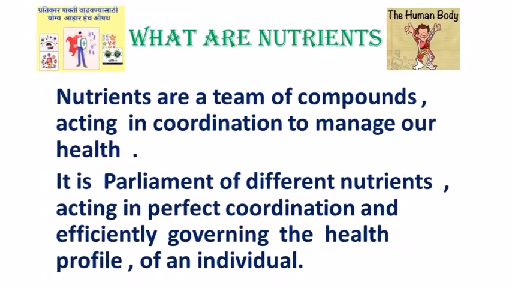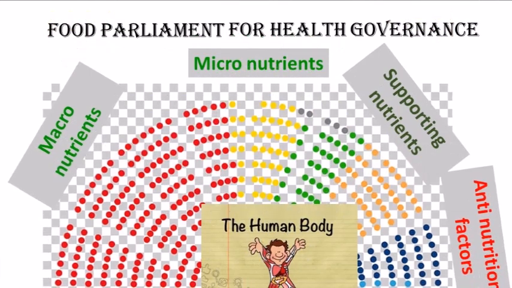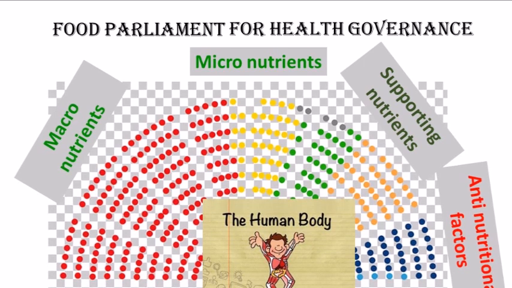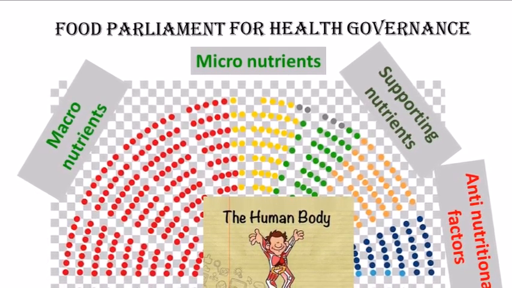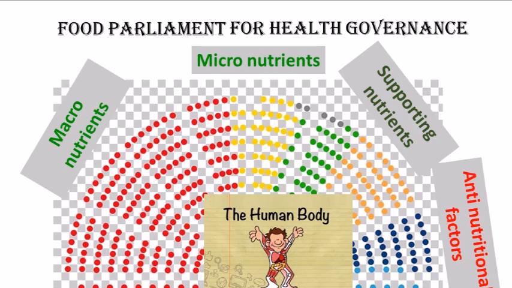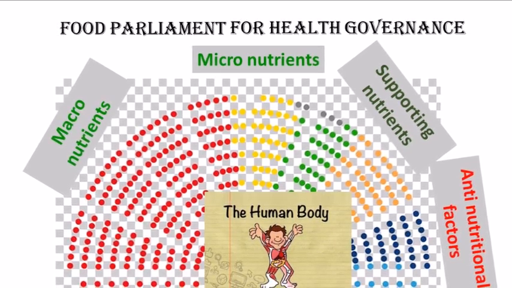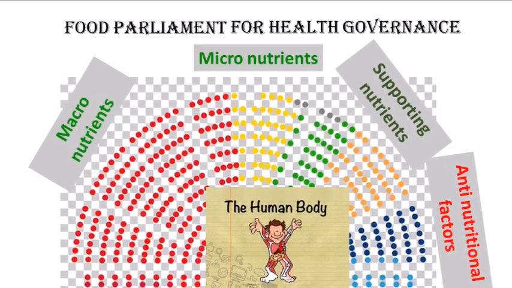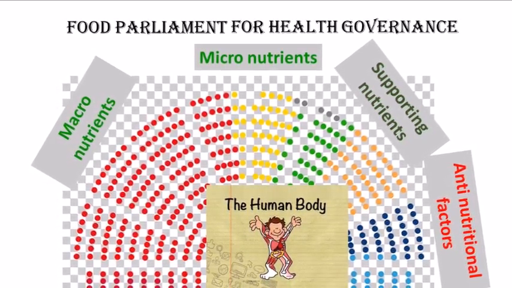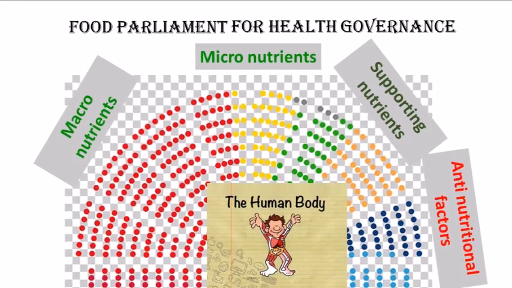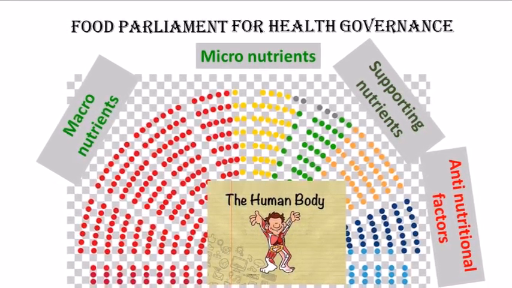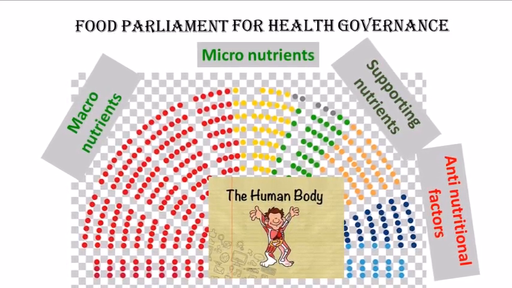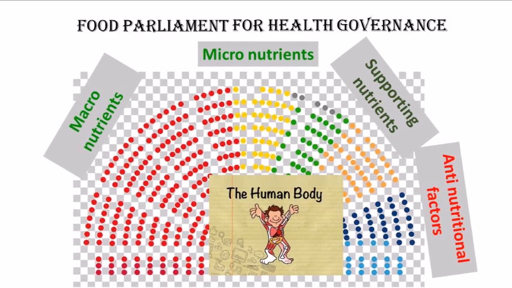Now, nutrients are a team of compounds. They act in coordination to manage different needs of our body. They can be compared with the parliament where different parties and groups are there, but they work together to manage the smooth governance. Similarly, food parliament has a major share of macronutrients, micronutrients which are smaller in number but equally important, supporting nutrients which are not the part of exact nutrition but they are necessary, and just like parliament there are some opposition parties like anti-nutritional factors.